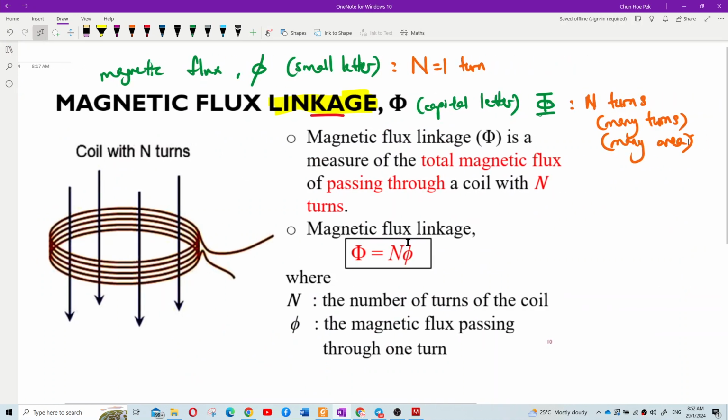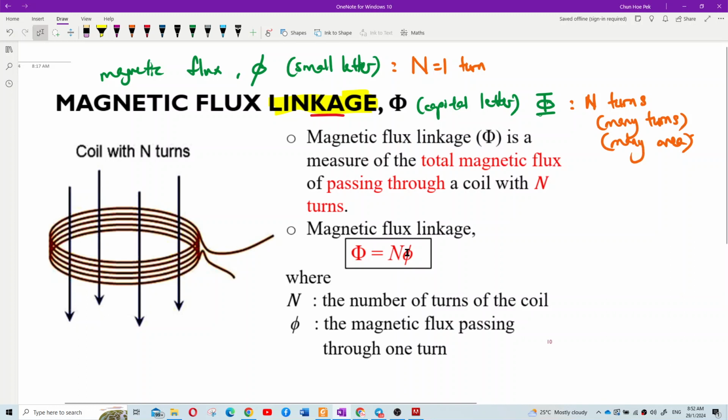Okay, that's why this is called magnetic flux. When you have many turns, n turns, many areas, we don't call it magnetic flux. We call it magnetic flux linkage. All the turns link together, linkage. So this formula is correct. Magnetic flux linkage is n phi.